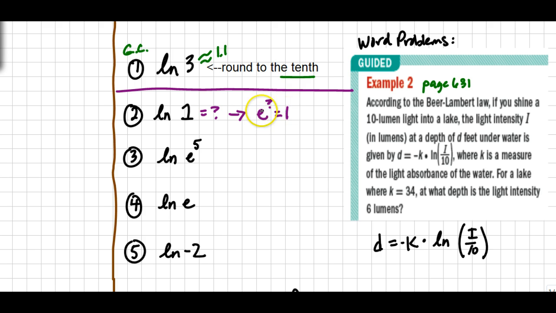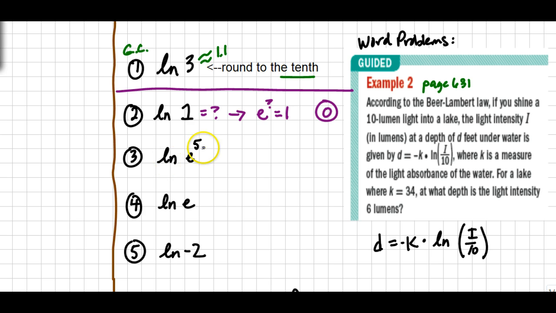Now this answer is not a natural log type question. This is just a general knowledge question. Whenever you raise any base to a power and get a 1, that power has to be a 0. That's something that students just simply need to memorize.